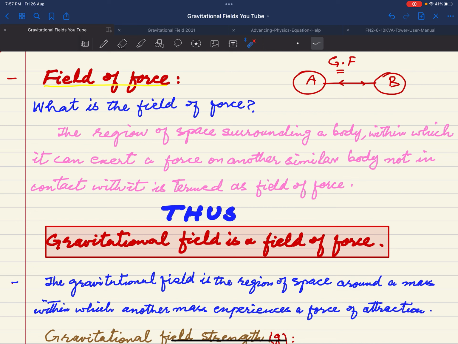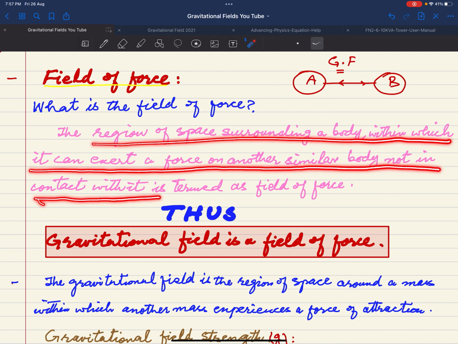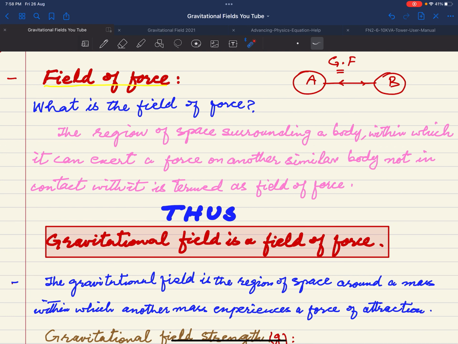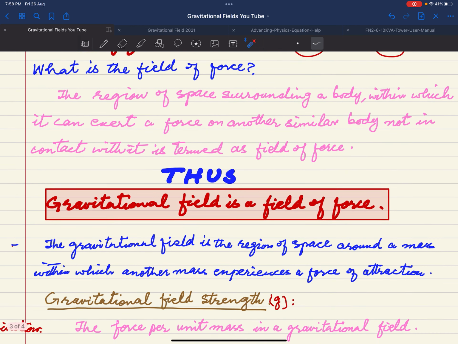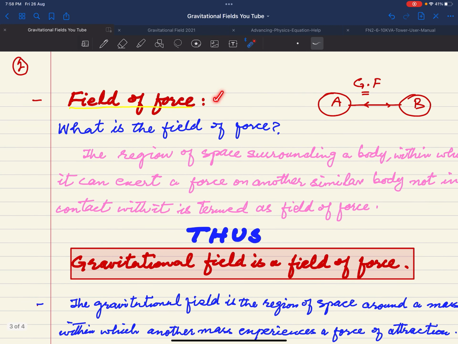If you have a mass here, then there will be a mass there, and these two masses are attract each other. So you have the gravitational field in between them, and the region of space surrounding a body within which it can exert a force on another similar body not in contact with it is termed the field of force. This is very important, and you can emphasize that the gravitational field is one example of a field of force.